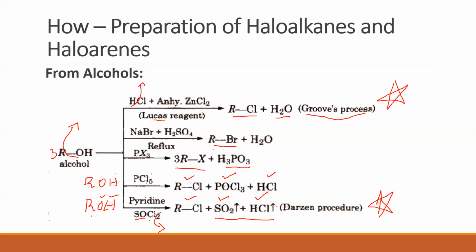Now, why is it easy? Because they are gases. They can be easily separated from the product that we need to prepare, which is my alkyl halide. Hence, Darzon's process is the most preferred method. So why is Darzon's method the preferred method to prepare an alkyl halide? Because the byproducts are gases. They separate on their own, leaving behind the alkyl halide in the beaker. So we don't need to put a lot of effort in separating our primary product from the byproducts. Hence, Darzon's process is the most preferred method.